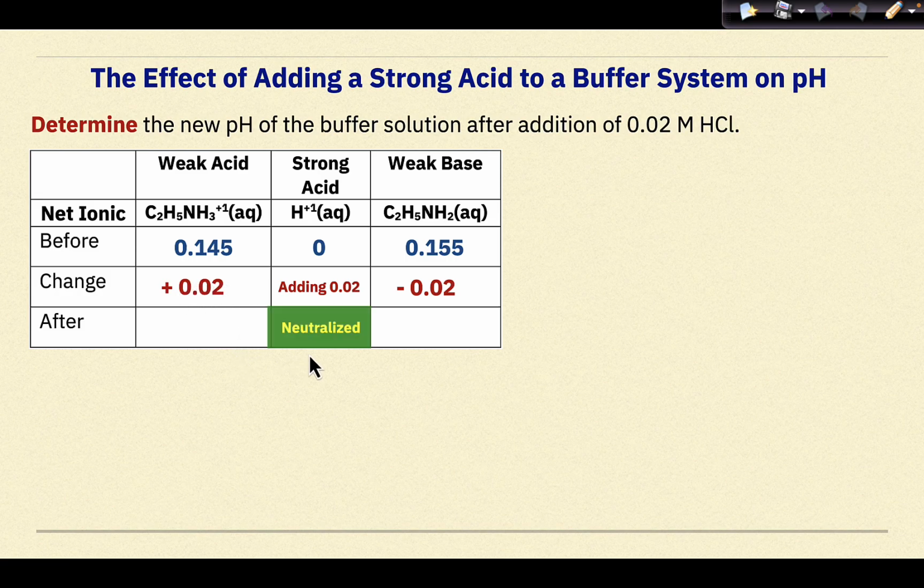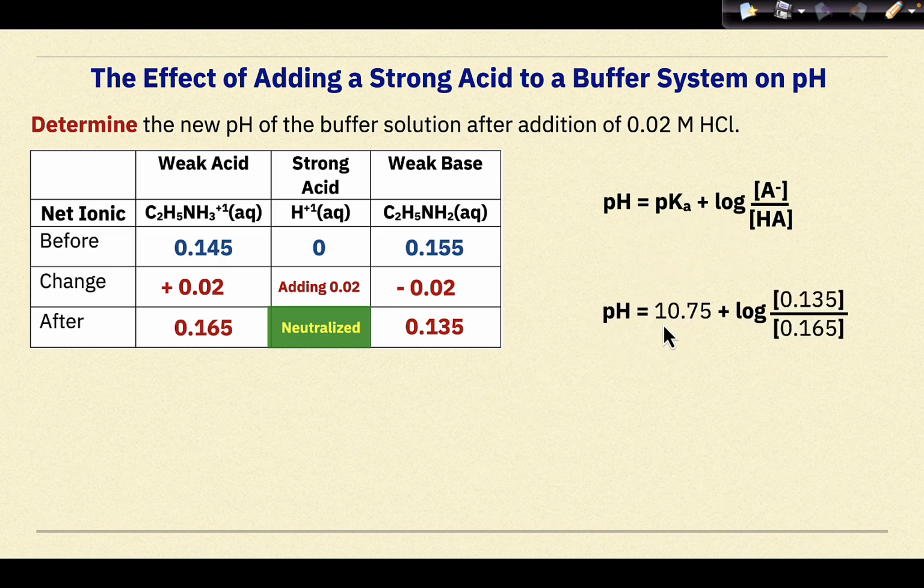When this goes to completion, the strong acid that was added is neutralized, and the concentration for the weak acid is 0.165, and for the weak base is 0.135. We can use these answers to calculate a new pH. So we'll use the Henderson-Hasselbalch equation. We'll plug in our values from the stimulus. We'll plug in our pKa value, which we determined was 10.75, and our final concentrations after the acid has been neutralized. When we do this calculation, our new pH is 10.66.